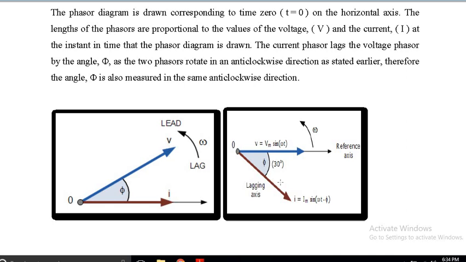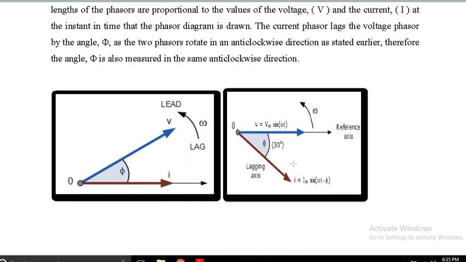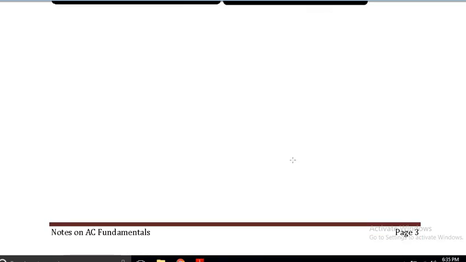lagging. In the second diagram you can see over here on the reference axis, now it is voltage which is taken, not the current. And you can see current is over here, that means current is lagging behind. So if you compare these two, the difference is only in the reference axis, rest of the things remaining the same, that the voltage is leading ahead of the current, or current is lagging behind, isn't it? So both these diagrams are absolutely same, except for the fact that here the reference axis is taken as I, here the reference axis is taken as V. Okay, let us proceed further.